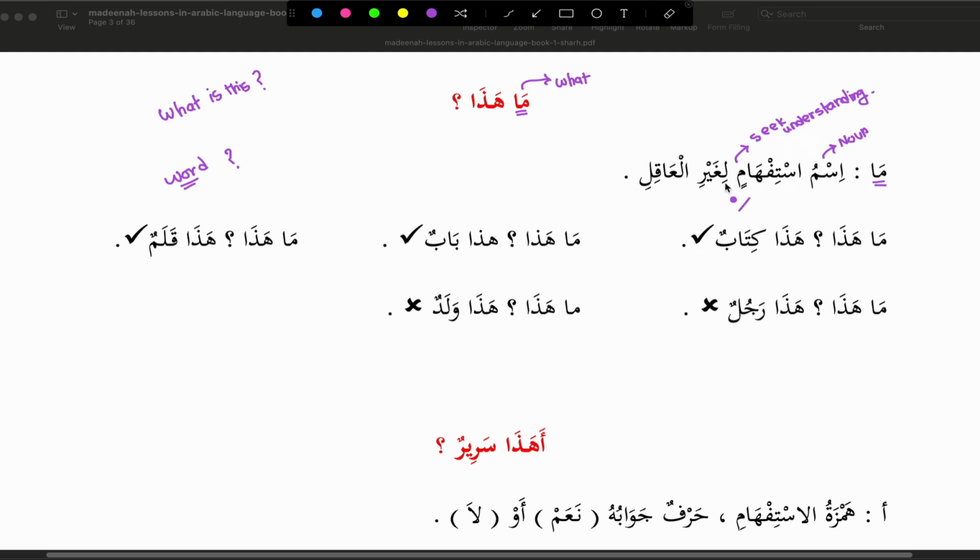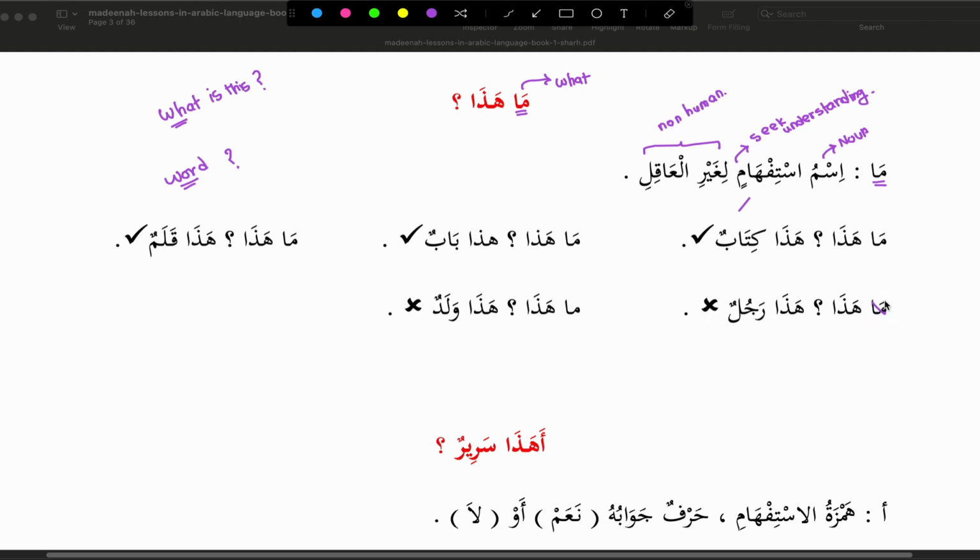أو اسم استفهام. It's a word for questioning, but questioning what? لغير العاقل, for questioning regarding non-human or non-living things. So for example, ma haza cannot mean who is this. It should only mean what is this. So it should only be asking questions about non-living things. So here you see, ma haza, what is this? Haza kitabun, and this is a correct answer. But if I say ma haza and the answer is haza rajulun, then this is a wrong answer.